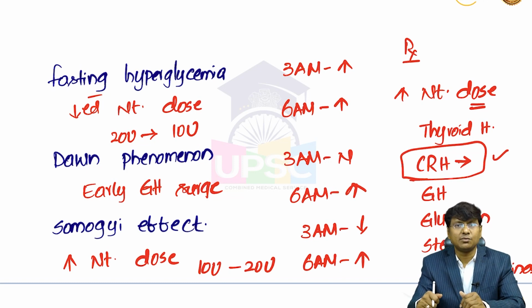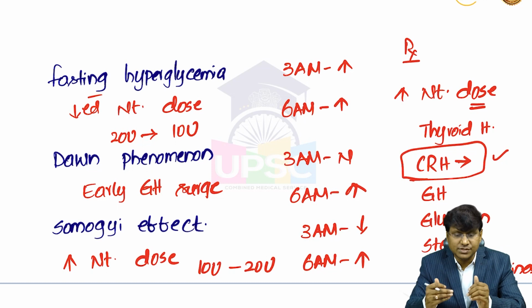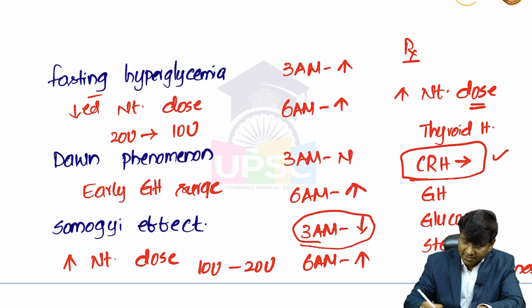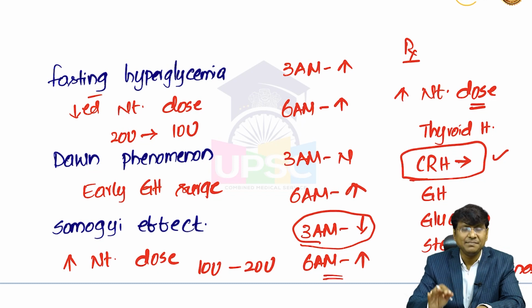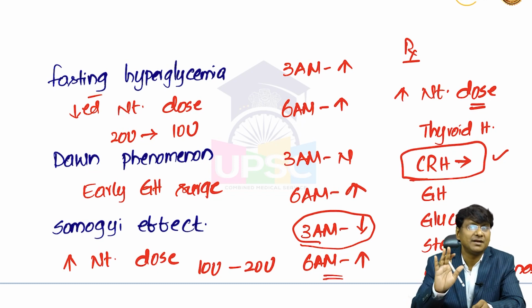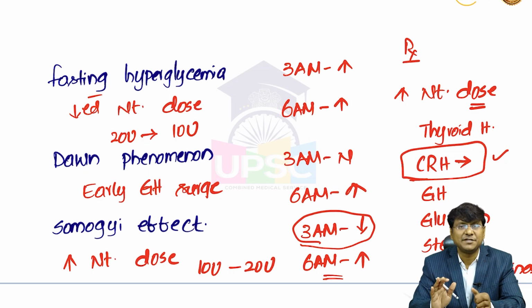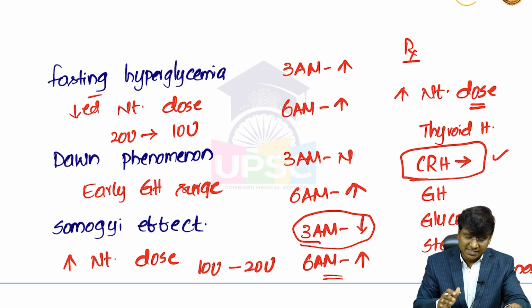What these counter-regulatory hormones will do? Counter-regulatory hormones, they will increase the blood glucose levels in response to the hypoglycemia. That is the reason why at 6 a.m. these patients will have hyperglycemia. So this is about the causes for early morning hyperglycemia.